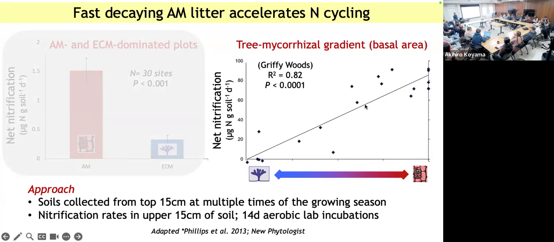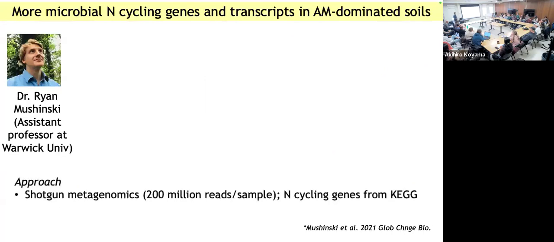If you measure plots all across this gradient, you see a relatively linear response, which is that as you increase the dominance of AM trees, you have more of this nitrification, which tells us there's something about these enriched litters that are dropping to the ground that are promoting this process of nitrification, this tree mycorrhizal gradient. So what's happening? Well, Ryan Mashinsky was a postdoc who was really curious about this. And in addition to the differences in the litter quality, Ryan asked, are there differences in the microbes that may be processing the litter that are causing this nitrogen cycling syndrome?